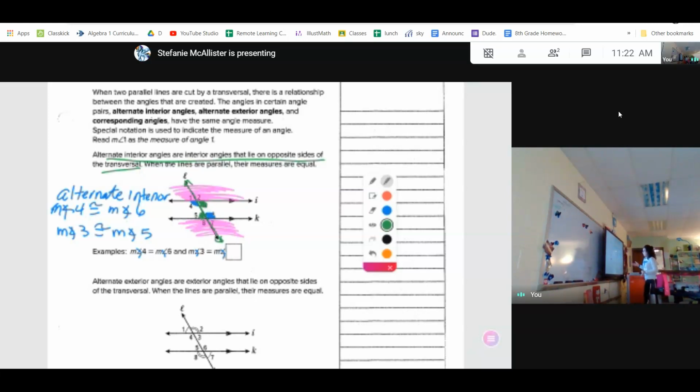They're the same measurements. The same thing goes for alternate exterior. I have angle 1, and guess what? The one on the alternate side goes down to 7. We got it. The measure of angle 1 is congruent to the measure of angle 7. Then I have the measure of angle 2 and angle 8. 2 and 8. Those two values are also of the same measure.